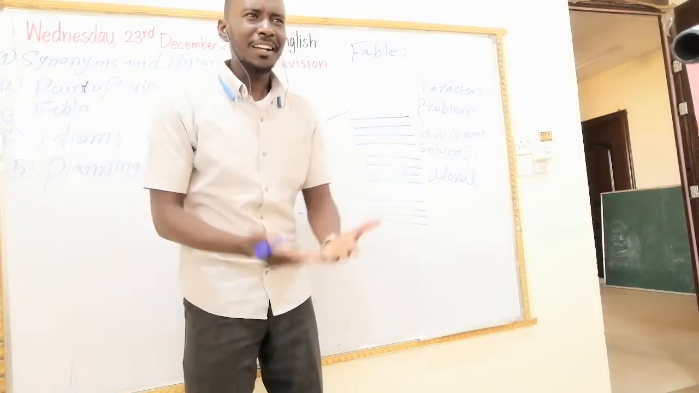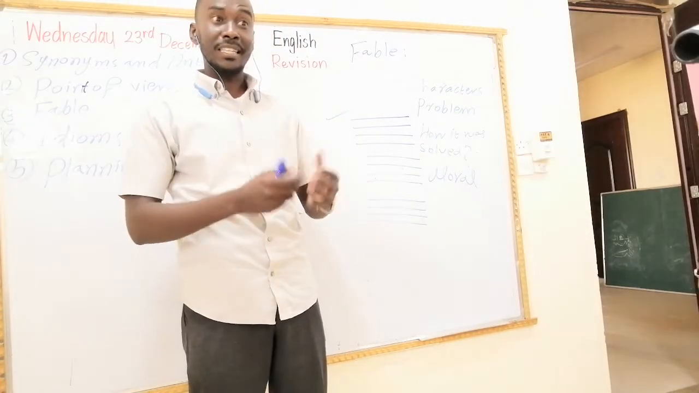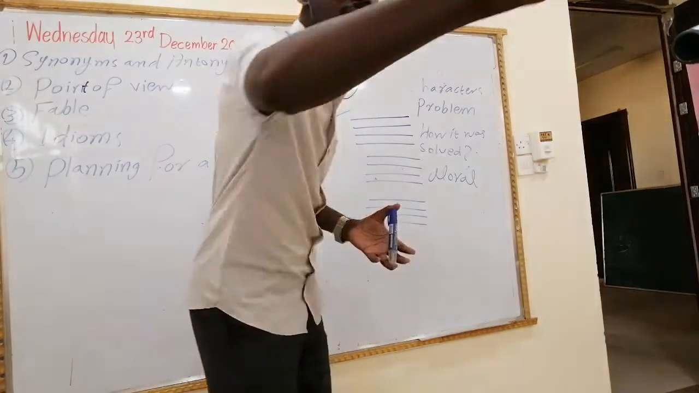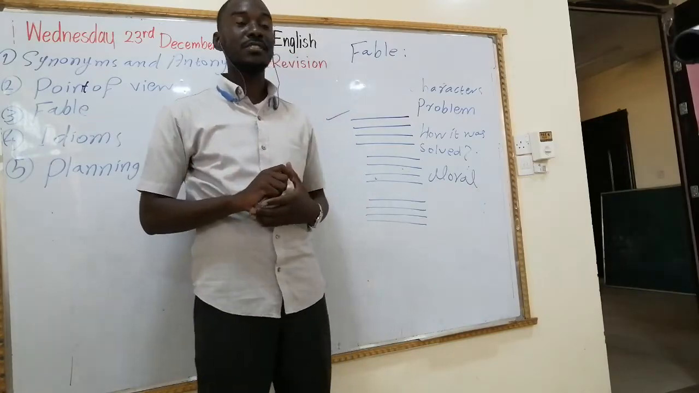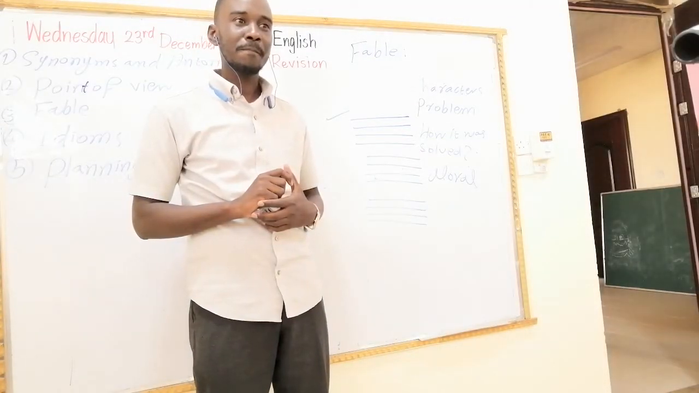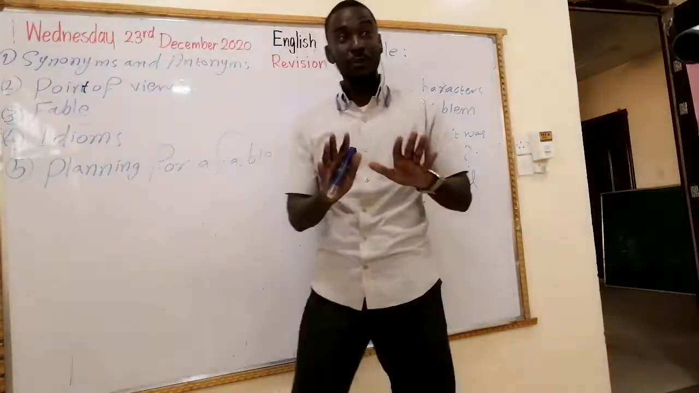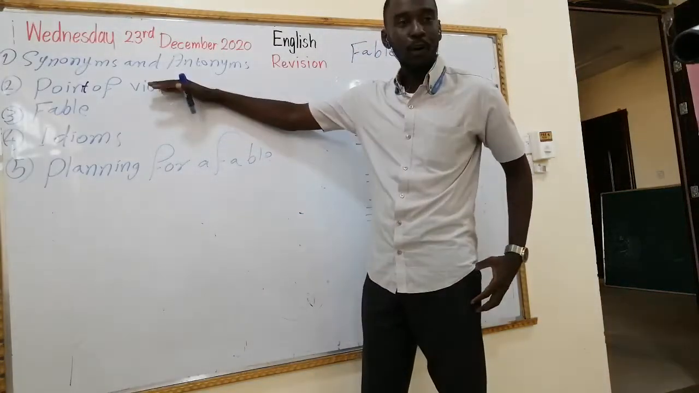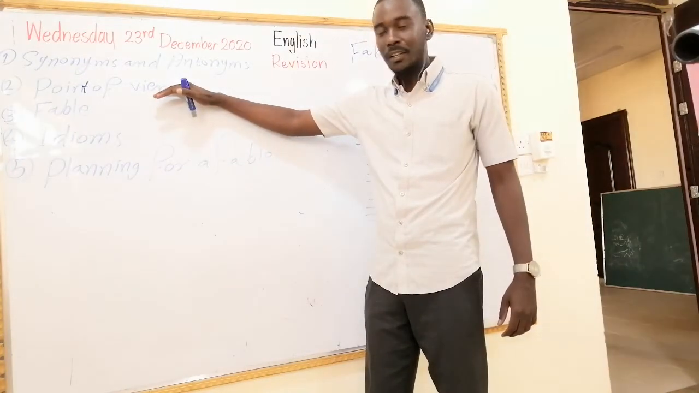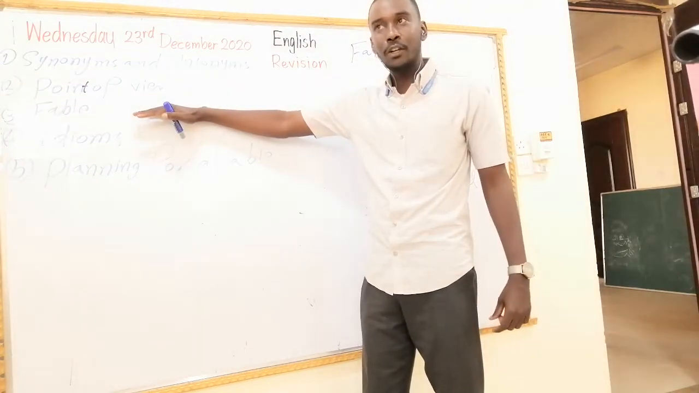It's impossible. All of it, even the synonyms and the antonyms. You understood them? Good. What about the point of view? Good. What about the fable? You know what is fable?